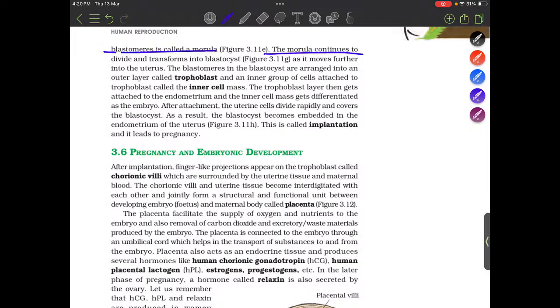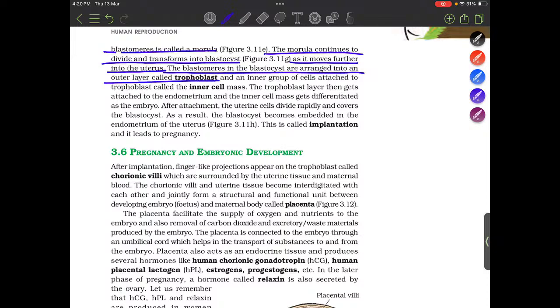The morula continues to divide and transforms into a blastocyst as it moves further into the uterus. The blastomeres in the blastocyst are arranged into an outer layer called trophoblast and an inner group of cells attached to the trophoblast called the inner cell mass. The trophoblast layer then gets attached to the endometrium and the inner cell mass gets differentiated as the embryo.